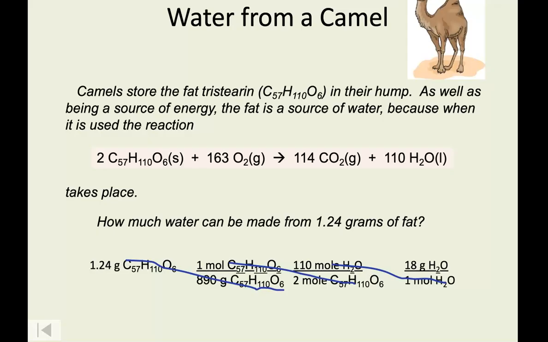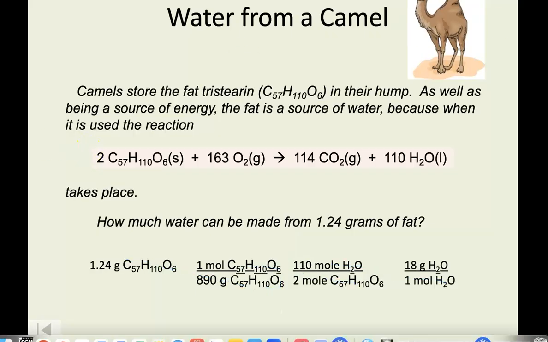Now, could I have stopped right here? Could I have just converted the grams to moles and gotten an answer? Yes. And then gone to the next step. Use the mole ratio? Absolutely. You could definitely do it that way as well. And so I came up with, there we go, 1.38 grams of water you would get. So just a little bit more water out of that fat than the fat itself. I hope this helps you as you're working and preparing for your Unit 2 test.